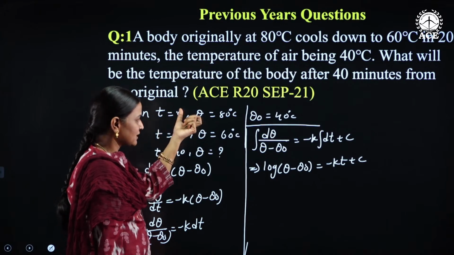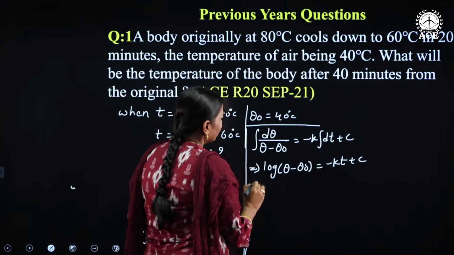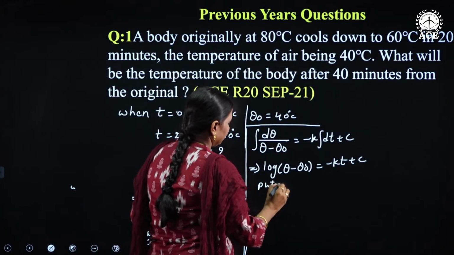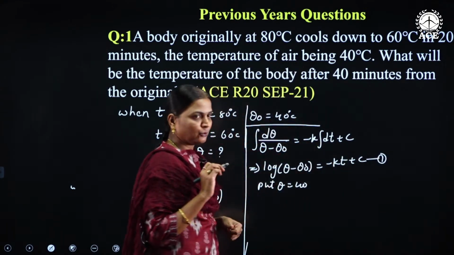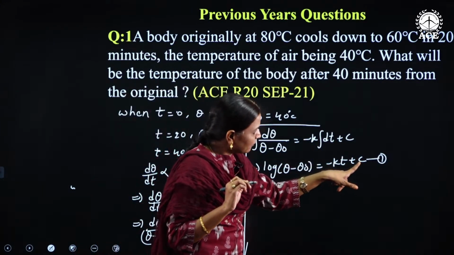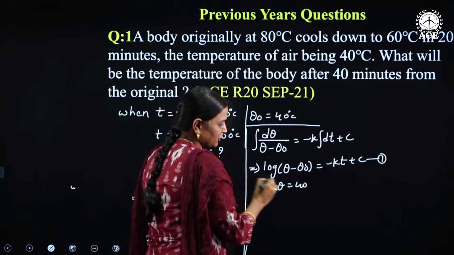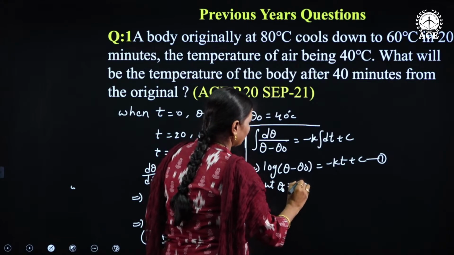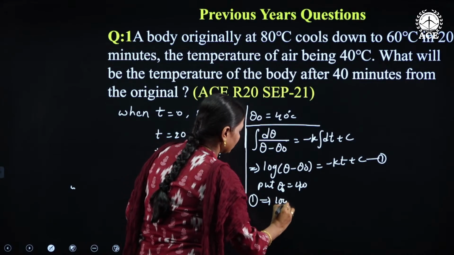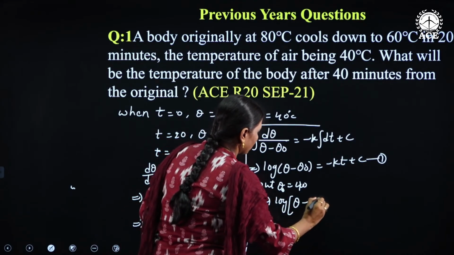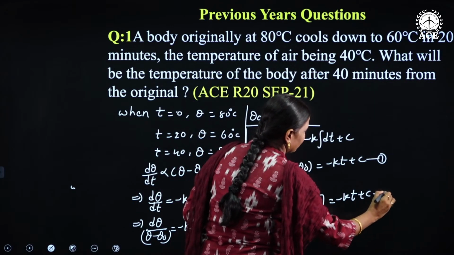But how to find out? So substitute the given values. What is the given theta naught? Theta naught is equal to 40. In equation 1 we have two unknown constants. One is c and one is the proportional constant k. So first substitute theta naught is equal to 40. So equation 1 becomes log of theta minus 40 is equal to minus kt plus c. This is equation number 2.